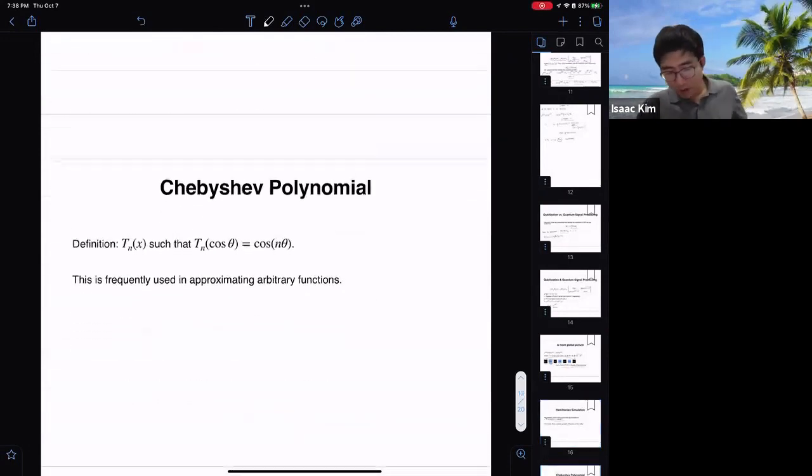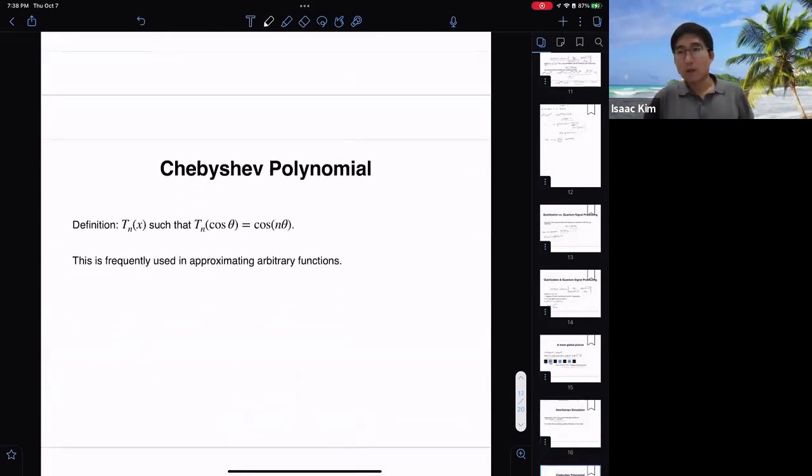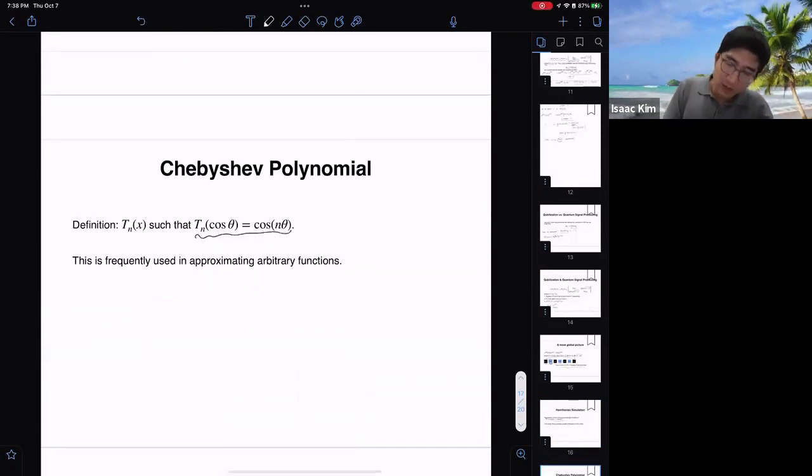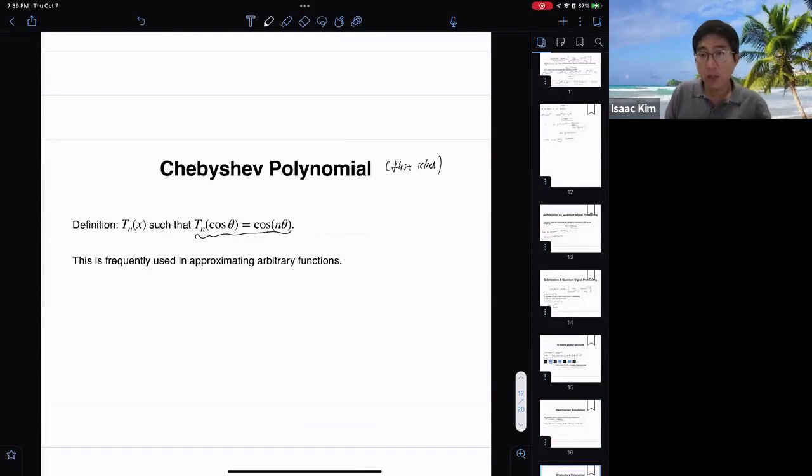And the common method to do this is to use what is known as the Chebyshev polynomial. And this is defined as follows. It's actually the Chebyshev polynomial of the first kind. So here I'm not going to derive anything, but I just want to throw out the definition.